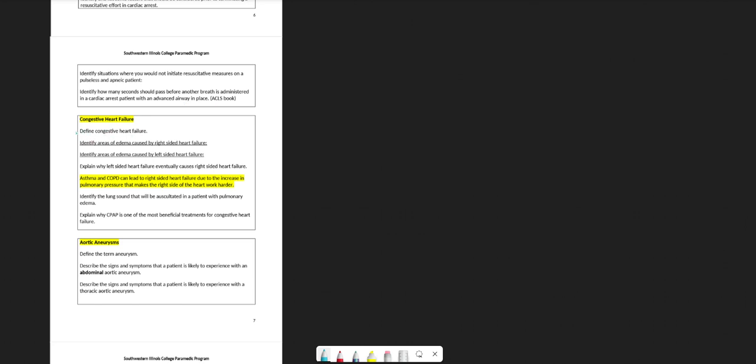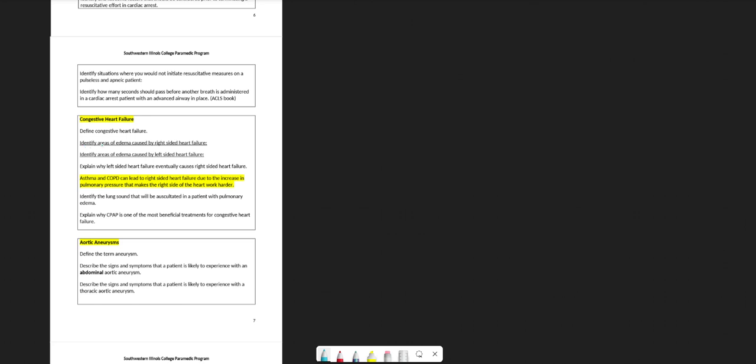Define congestive heart failure. So congestive heart failure is kind of a disease process that affects the heart's ability to adequately manage the amount of volume that it has. So the patient's heart is no longer able to keep up with the demands of the body, which is going to lead to some kind of fluid overload, depending on where exactly the failure of the heart is. Could be the lungs, could be in the peripheral tissue somewhere.